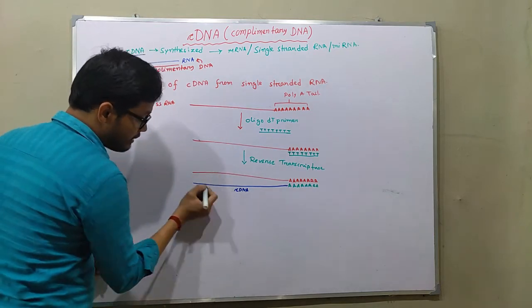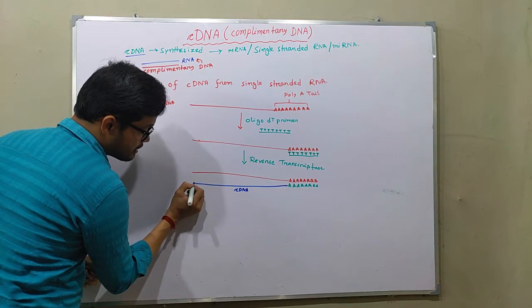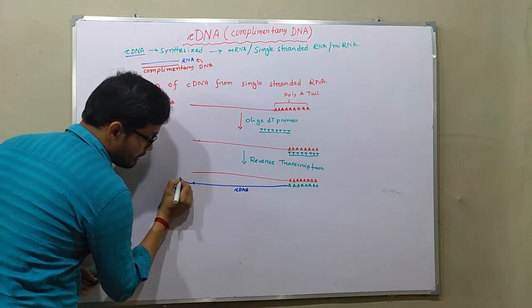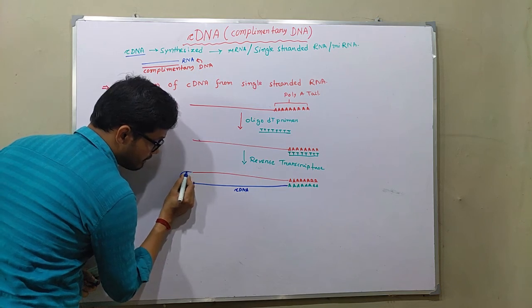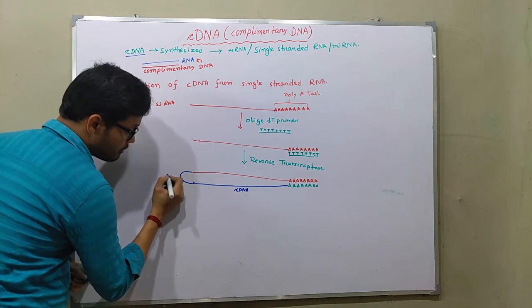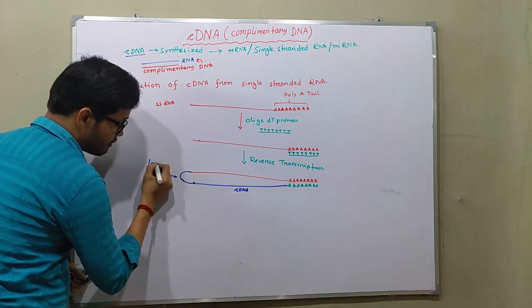But in this case, the reverse transcriptase doesn't stop here. It actually comes forward and creates a loop just like that, a loop along with this mRNA. So this is the looped portion.